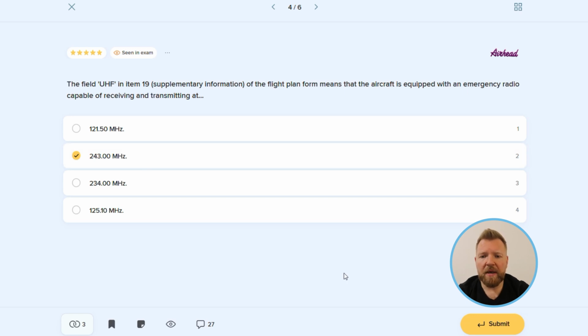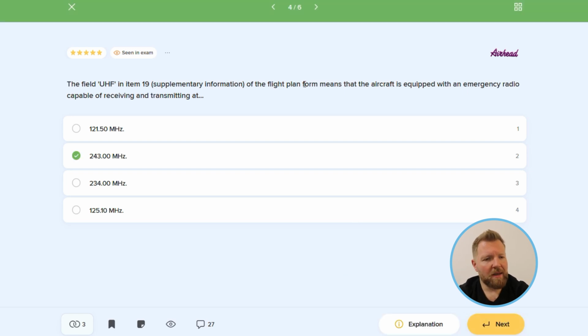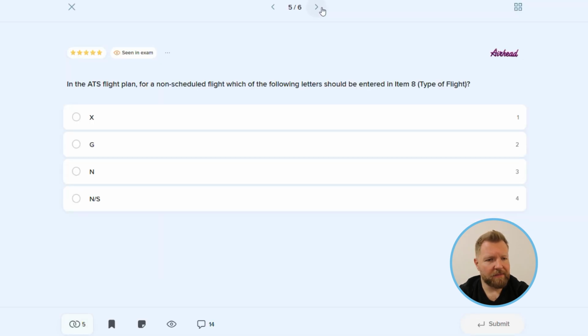The field UHF in item 19 indicates that the aircraft is equipped with an emergency radio capable of receiving and transmitting at 243 MHz. And answer number 2 is correct.